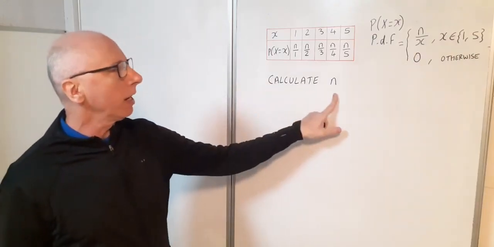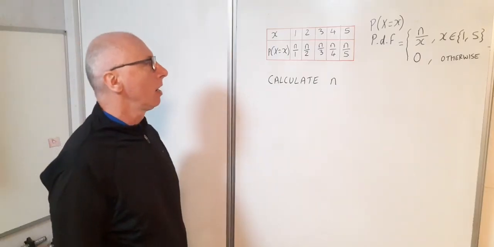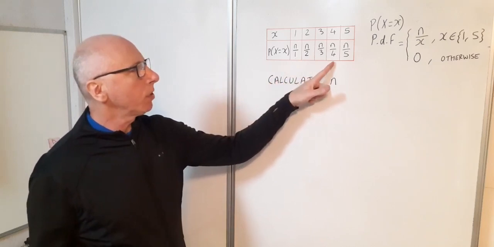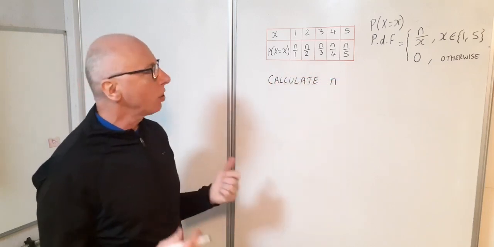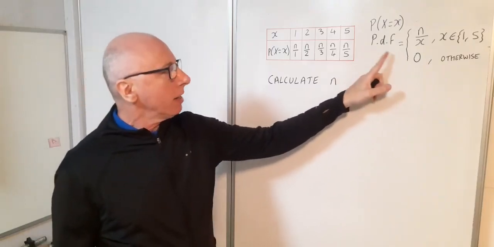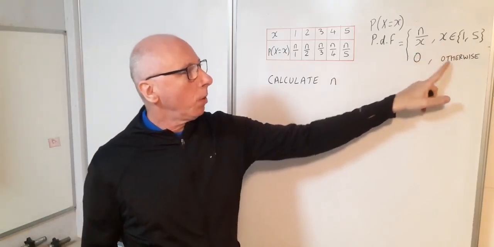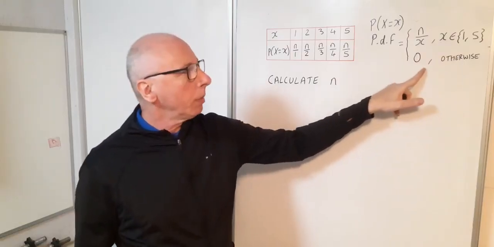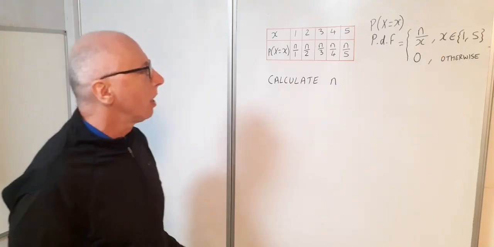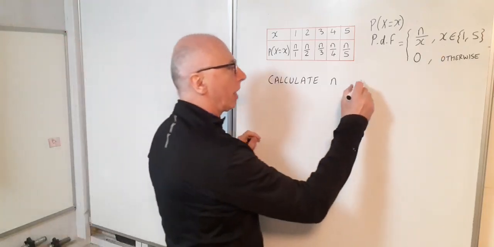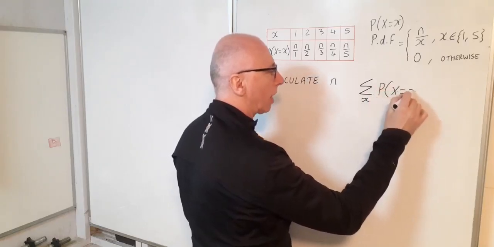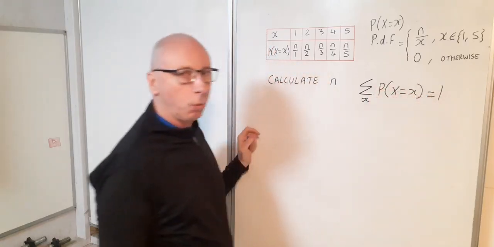What we want to do here is calculate n. So what we should get is that n over 1 plus n over 2 plus n over 3 plus n over 4 plus n over 5 should be 1 if it's a valid PDF. Now, as x is only 1 to 5 and 0 otherwise, without this we couldn't be 100% sure that's our only way of writing this distribution. So what we want is the sum of all the x's, the probability x equals x, that should total 1.